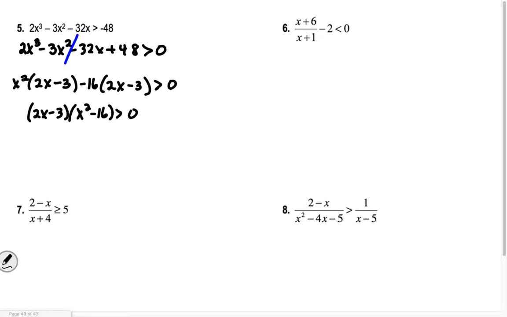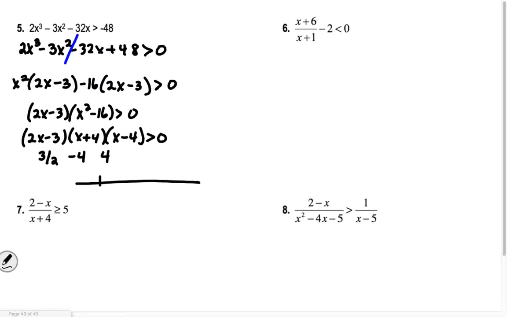Which is the difference of two squares. We know how to factor x squared minus 16. It's x plus 4 times x minus 4. So now I have 3 critical values. So I have 3 over 2, -4, and 4. So I put those on the number line in that order. So -4 first, then 3 over 2, which is like 1.5, and then 4.